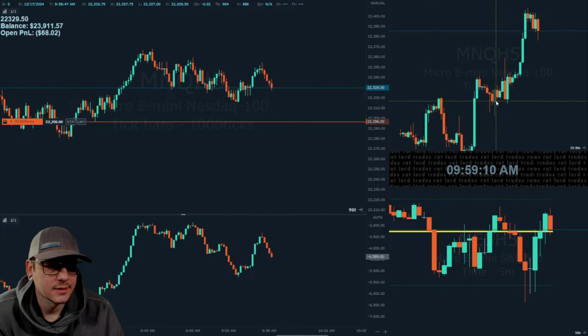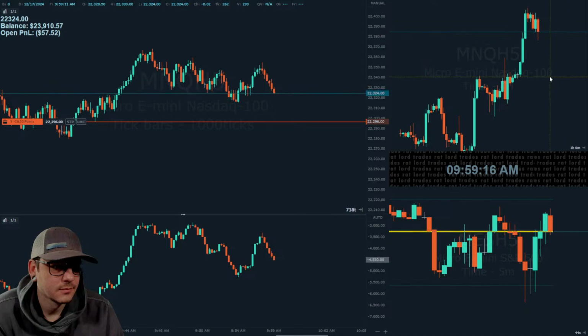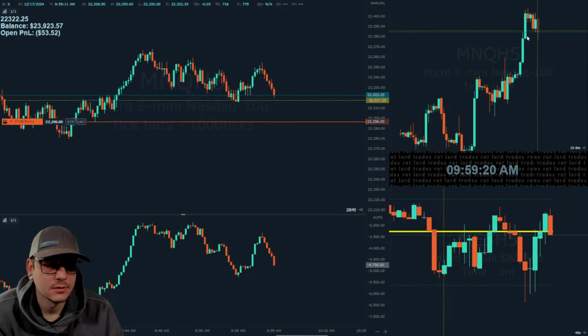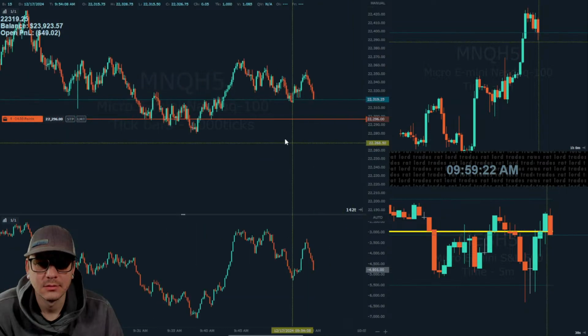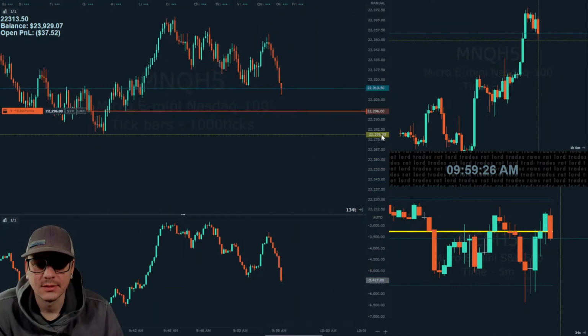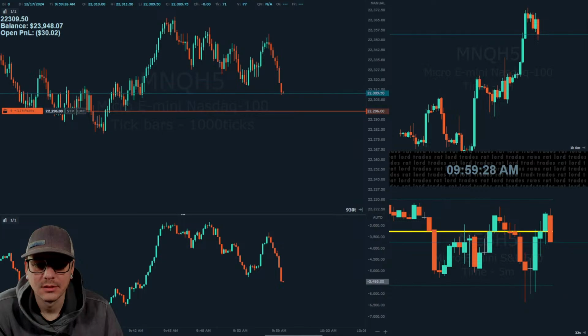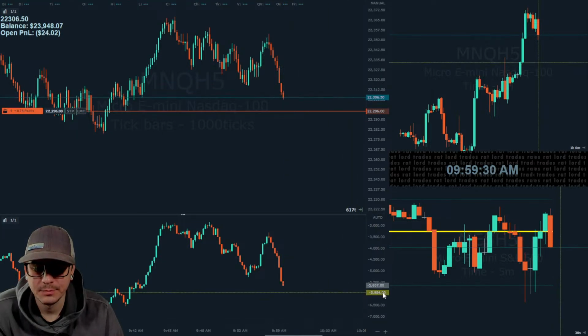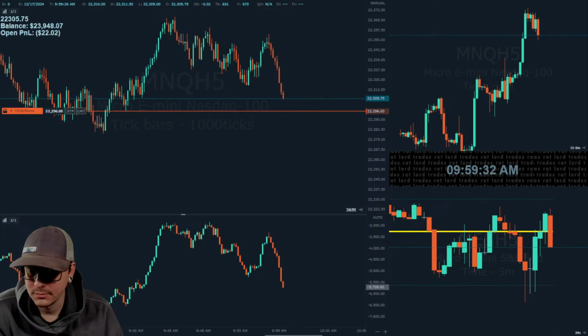Could see us coming all the way back to all the bodies of these 5-minute candles, or these 4-hour candles down here. That'd be 22,080, 250 points. Jesus. Ton of selling just hit.